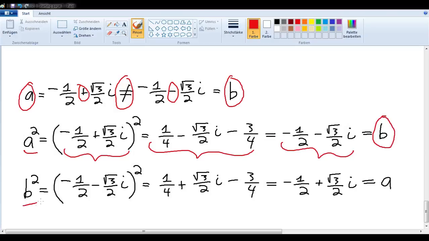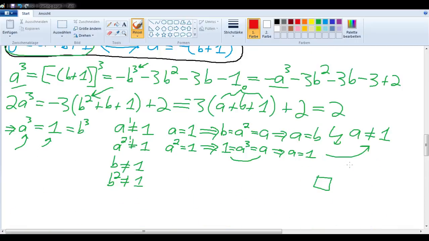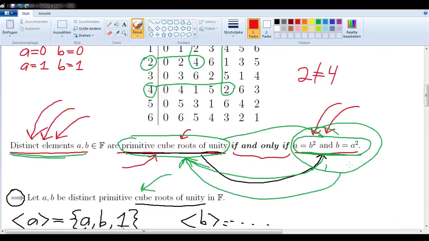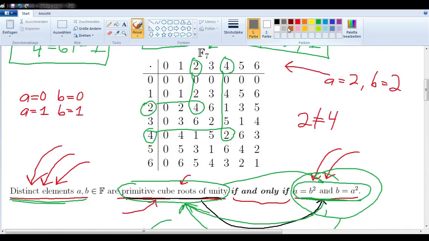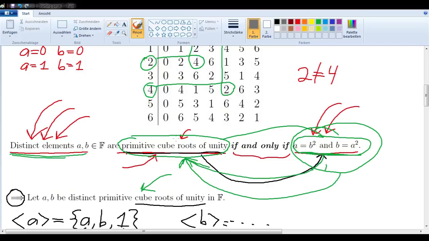And if we do the same thing with b squared, we write it out, we multiply it out, and we simplify, indeed we get a. So we've now seen an example of this direction of the theorem, that if we have primitive cube roots of unity, then a must be equal to b squared and b must be equal to a squared as long as the elements indeed are distinct.